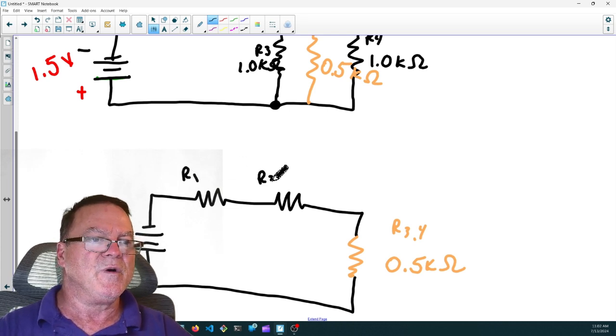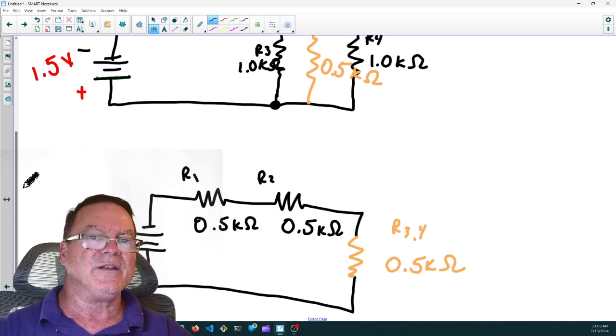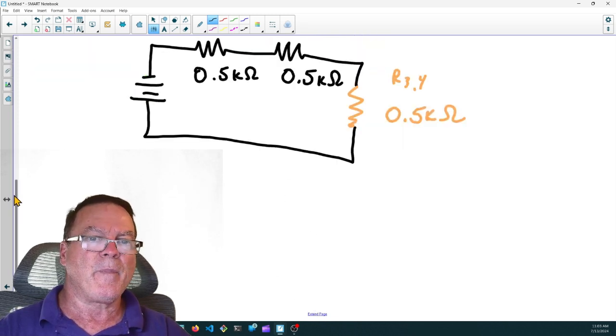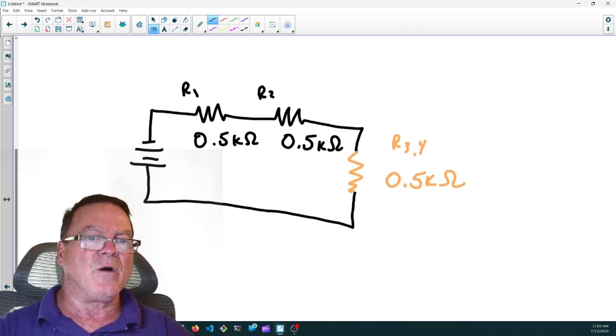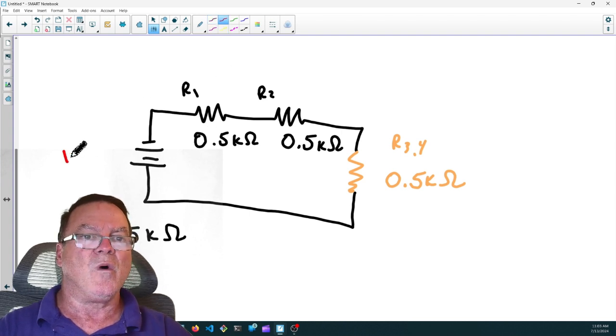This is R2, and they're both 0.5 kiloohms. And now everything is in series, so what we'll do is we'll add all of our resistors together, and we'll get 1.5 kiloohms, or 1,500 ohms. So my RT equals 1.5 kiloohms, and my voltage is 1.5 volts.